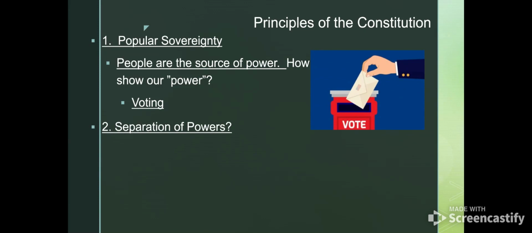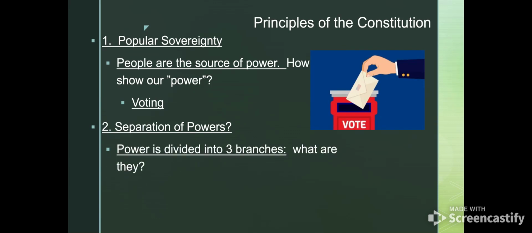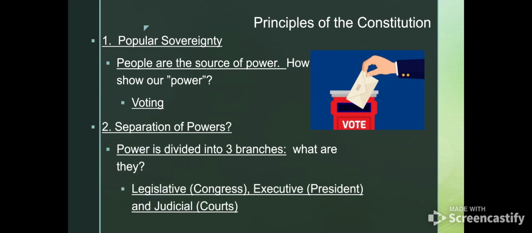Separation of powers. We've spoken about this already. I maybe haven't used the term separation of powers, but you should know these. Power within our government is divided into 3 different branches. We should know these, but let's get it down regardless. We have the legislative branch, which is Congress. We have the executive branch, which is President and the White House. And then we have the judicial branch, which is the courts. The power is divided between these 3 branches, and it's supposed to be divided equally, so that one branch doesn't have more power than the others.